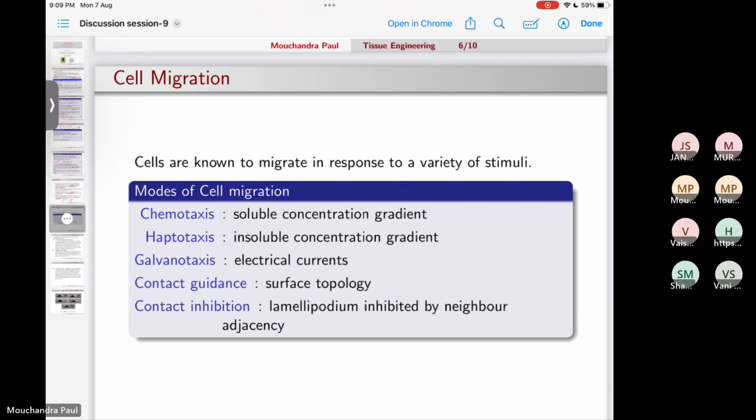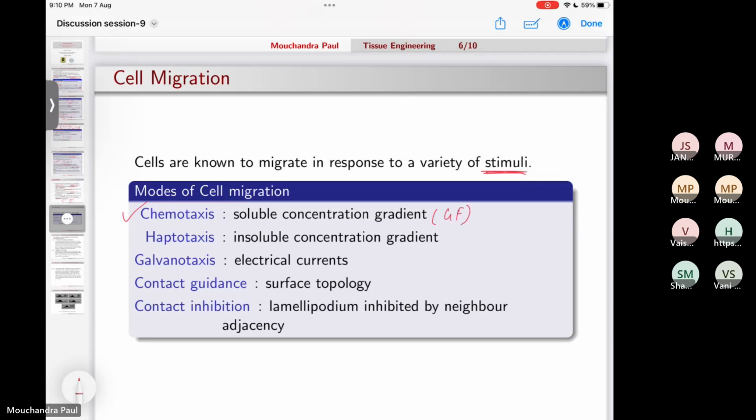Now cell migration, as I said, happens in the presence of a concentration gradient. So this is basically a type of stimulus. You are triggering it to migrate, you're inducing it to migrate. Using growth factors is not the only way to induce cell migration. There are several other kinds of stimuli as well. So first is chemotaxis. The first mode of cell migration is called chemotaxis, where you use growth factors.